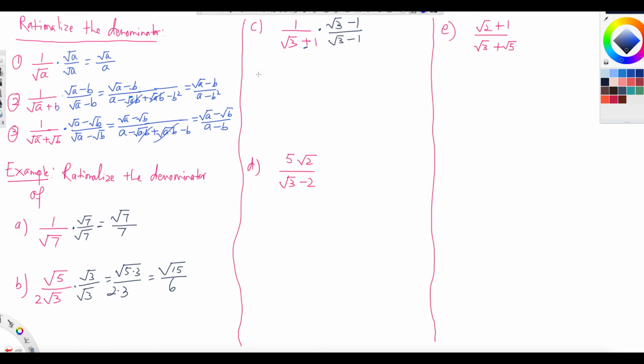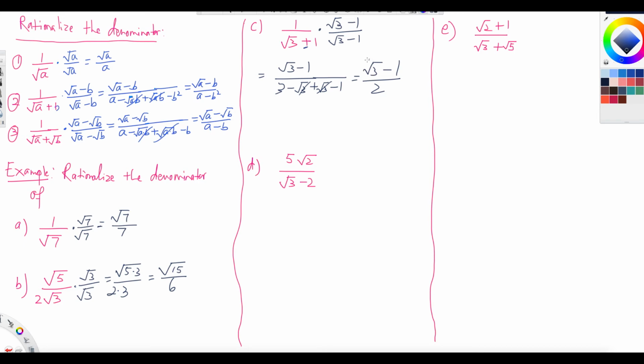So if you simplify the numerator, 1 times root 3 minus 1 is root 3 minus 1. Divide by root 3 times root 3 is 3, right? And root 3 times negative 1 is negative root 3. And then 1 times root 3 is positive root 3. And then 1 times negative 1 is negative 1. You see that? Negative root 3 plus root 3 will be 0. So what is left, your final answer, will be root 3 minus 1 divided by 3 minus 1, which is 2. This is the final answer.